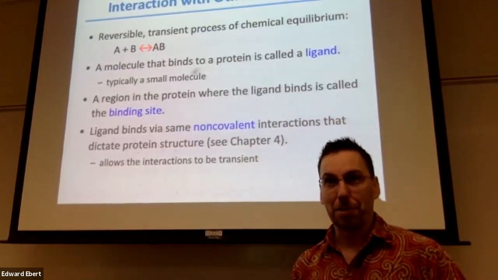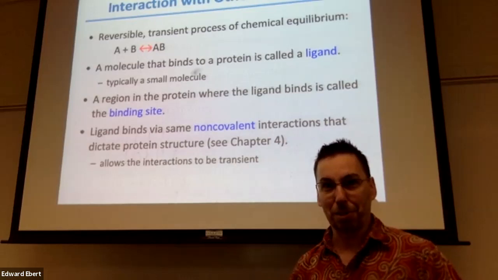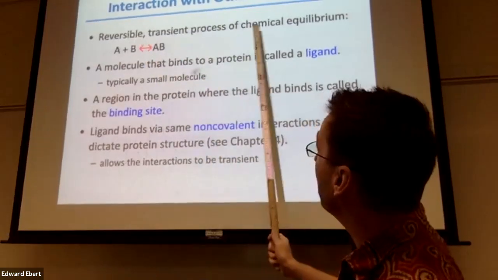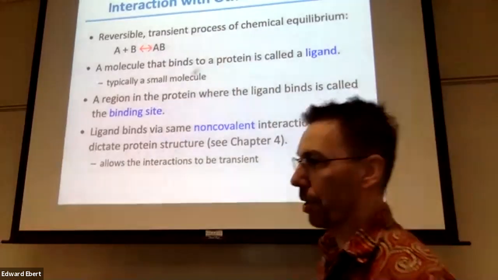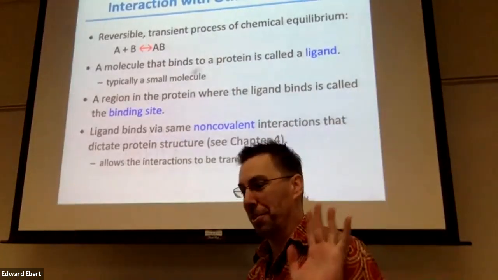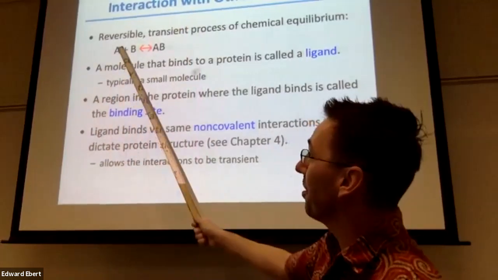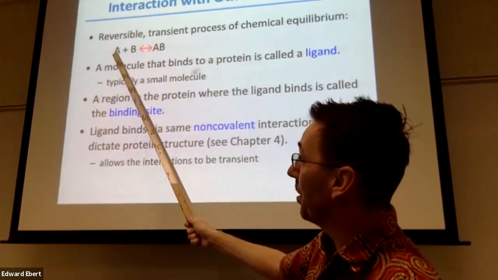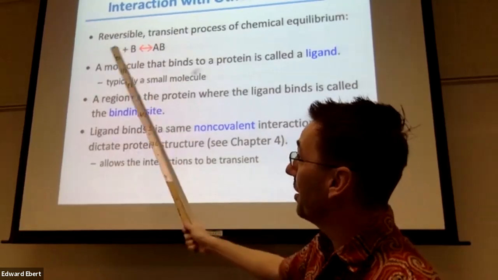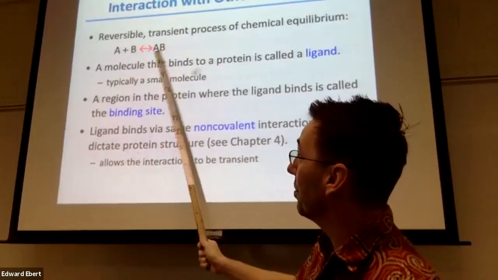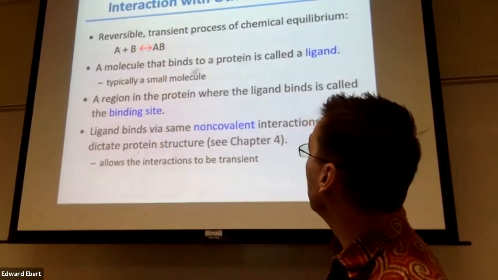So let's go back to basic chemistry and look at this in terms of a chemical reaction. So we have a reversible transient process of chemical equilibrium. Oh, I'm saying the bad words. Dynamic steady state. But we're going to look at this kind of in isolation here, where maybe we have a protein and its ligand, and they come together and form a complex. So it's basically A plus B gives you AB, and this is reversible, right?